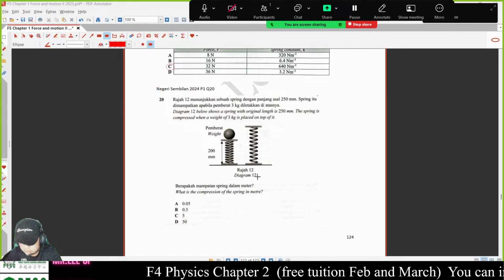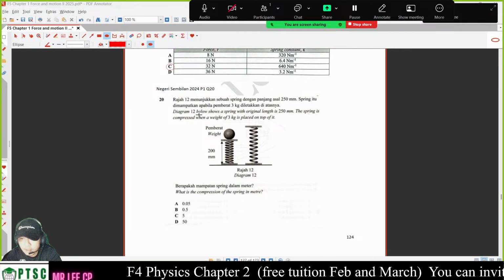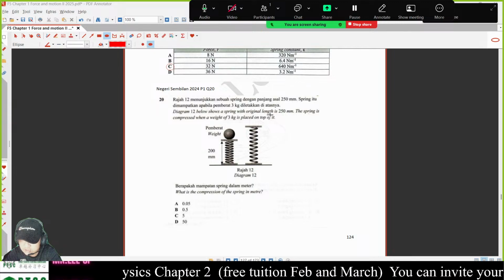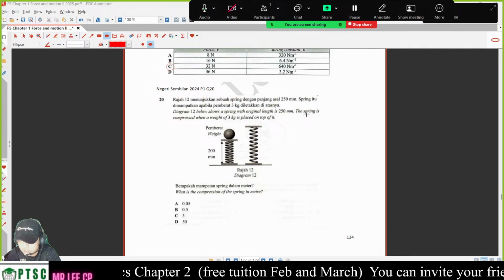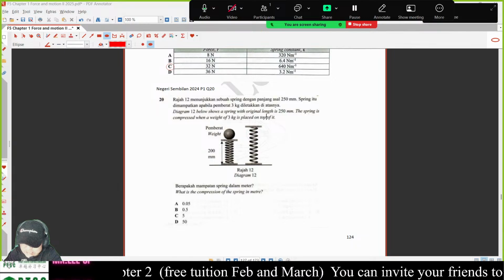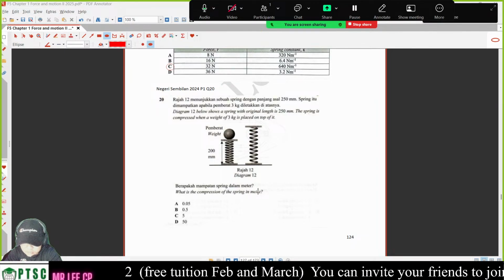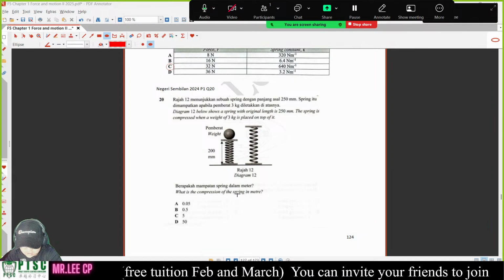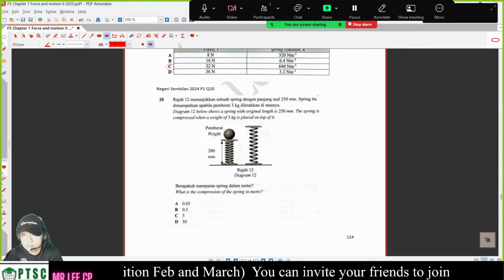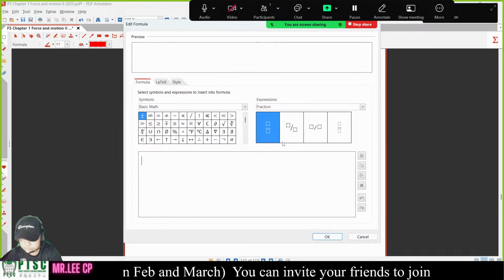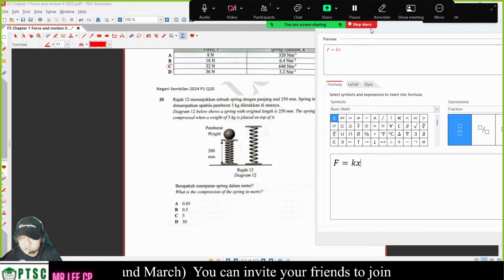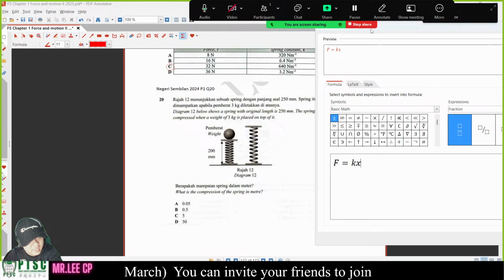Okay. So we continue from here. Diagram 12 shows a spring with original length 250 mm. The spring is compressed and the weight, it is 3 kg, pressed at the top. What is the compression of the spring in meter? So what do we do is F is equal to kx. Just two formulas. F is kx and energy is half kx squared.